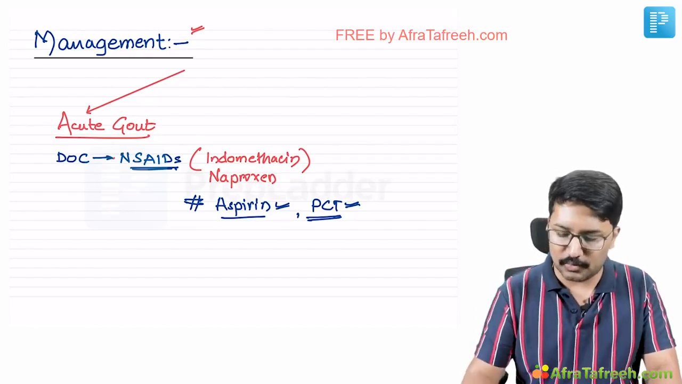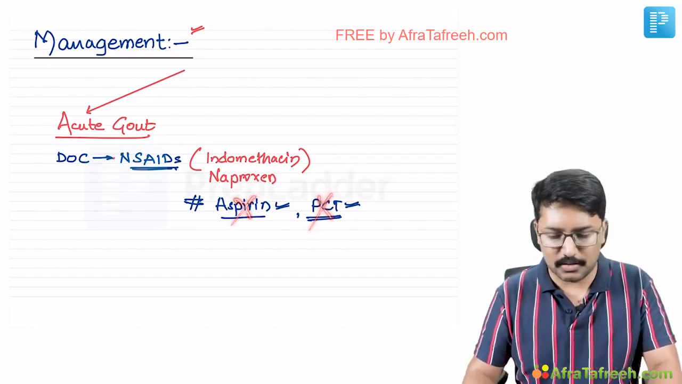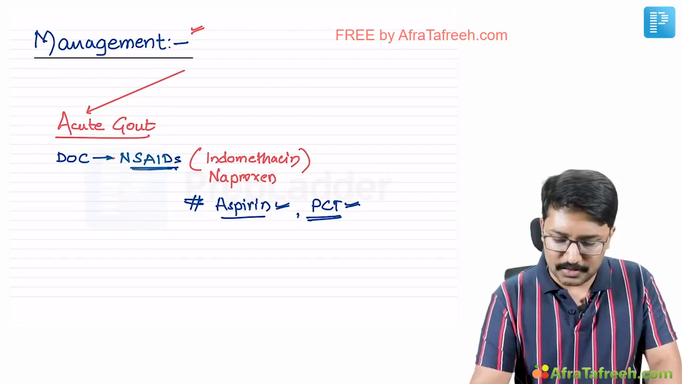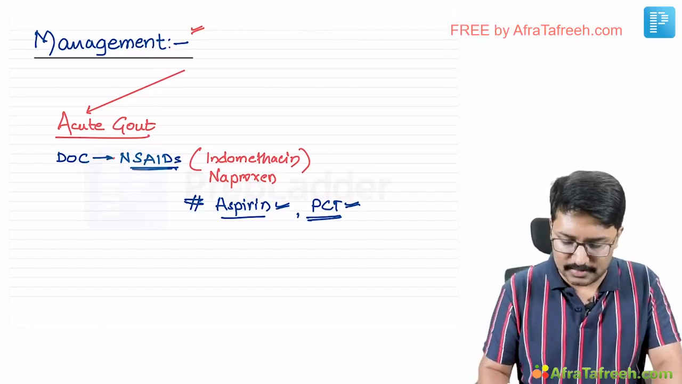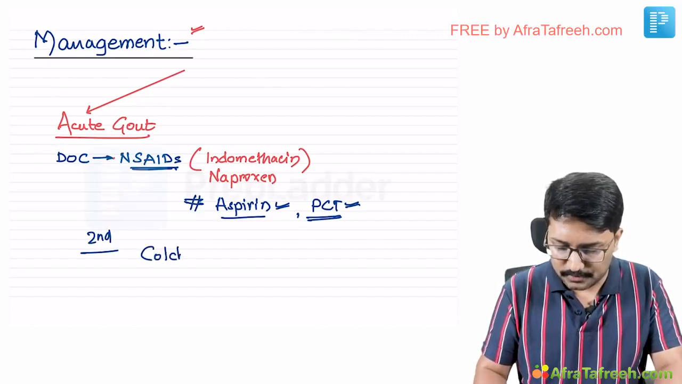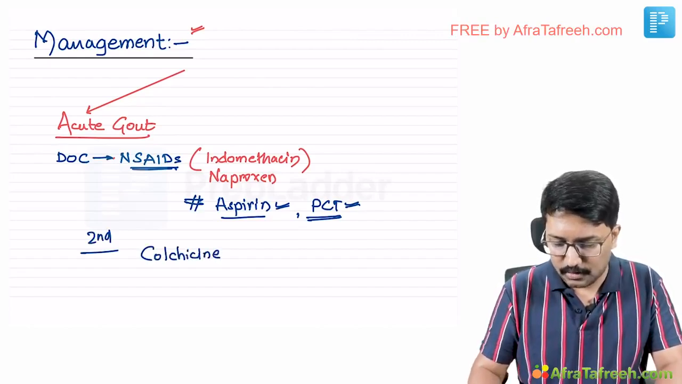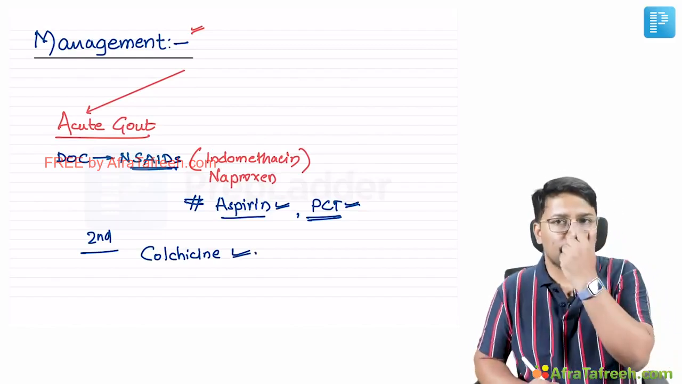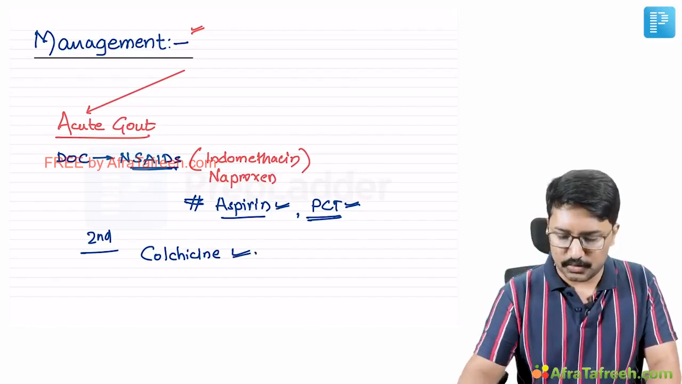So in that case, paracetamol is not useful, aspirin is not useful. Now, if the patients are not getting relieved by NSAIDs, as a second line agent, we can think of using colchicine, right? We can think of using colchicine.